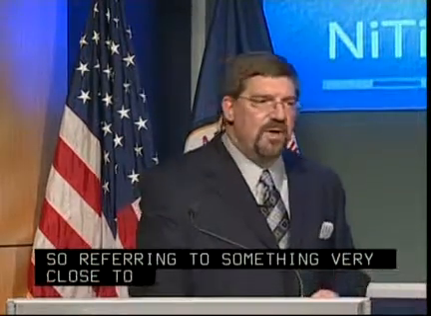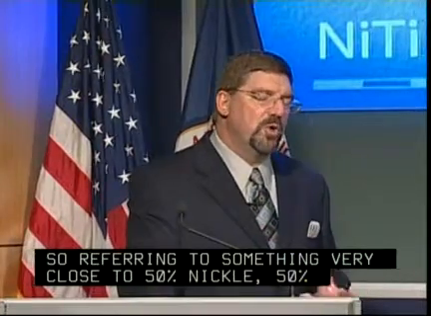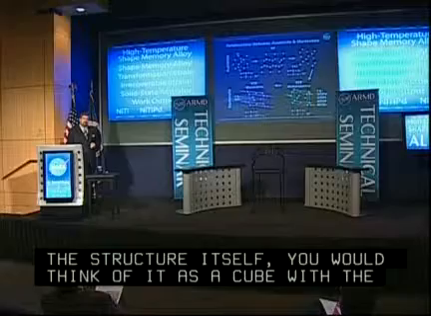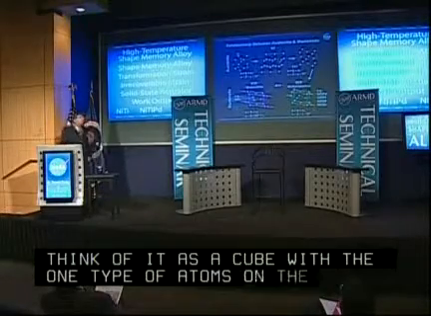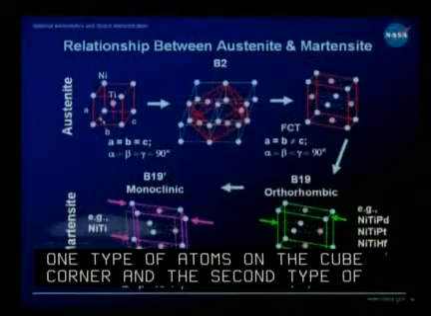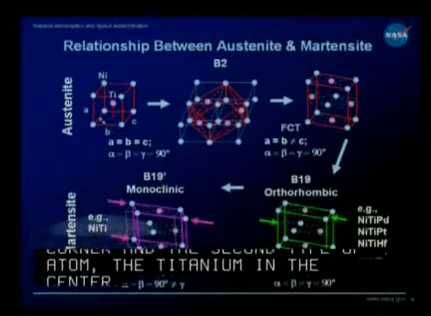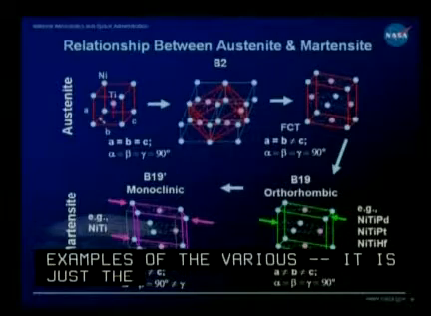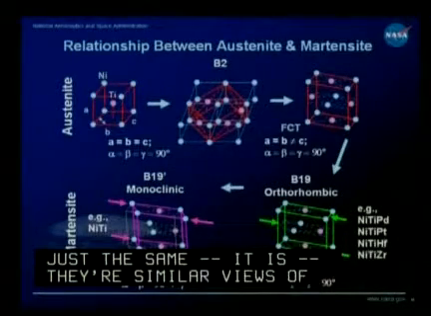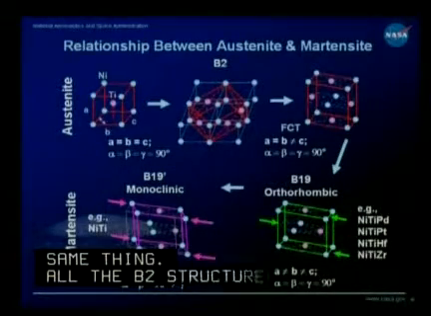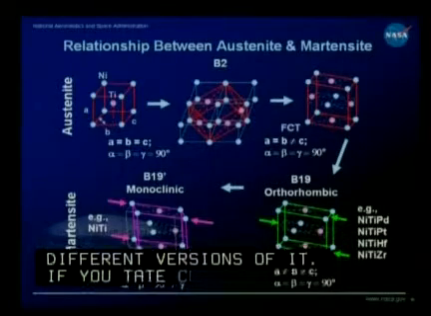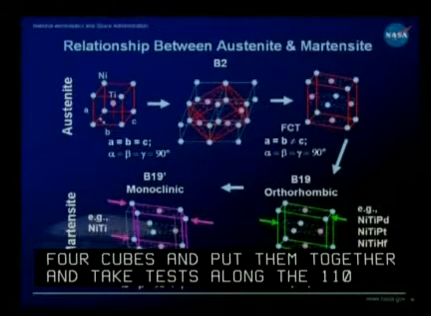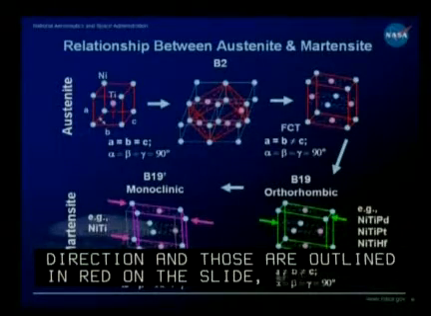The structure itself, you would think of it as a cube with the one type of atoms on the cube corners and the second type of atom, for example, titanium in the center. Now, the top row of figures are all similar views of the same thing. It's all the B2 structure, but different versions of it. If you take the center section, you take 4 cubes and put them together and take cuts along the 110 direction, and those are outlined in red on the slide. What you'll end up with, and you pull that out, you'll end up with a face-centered tetragonal cell.